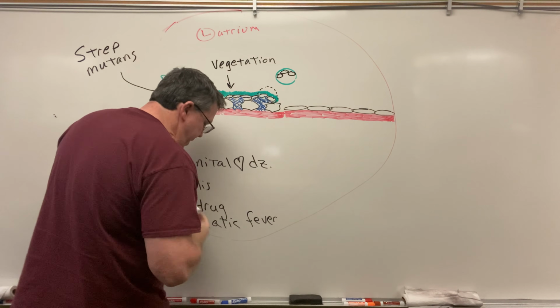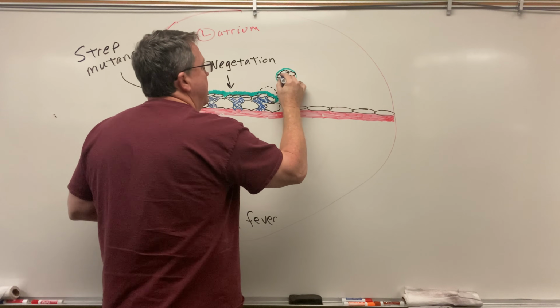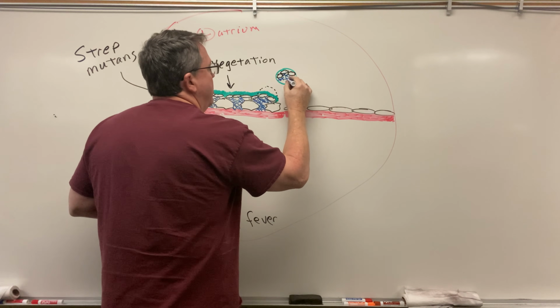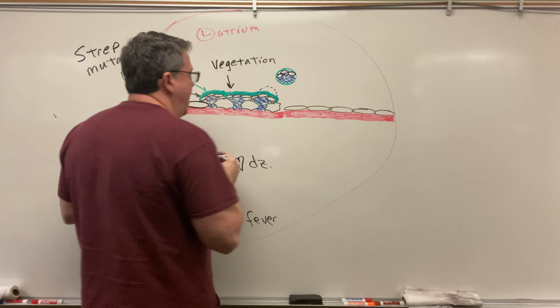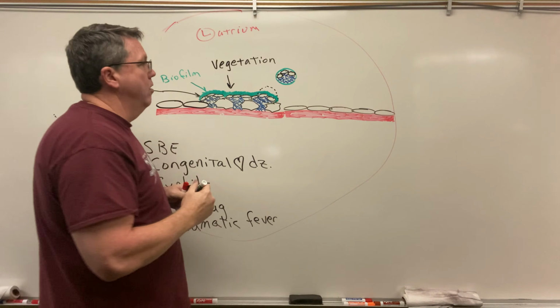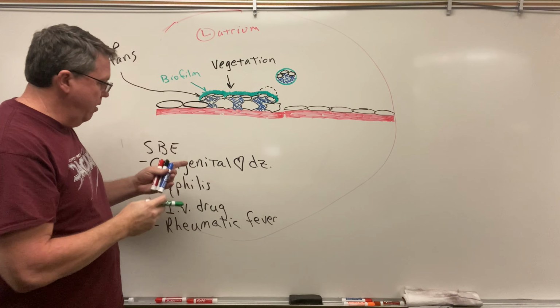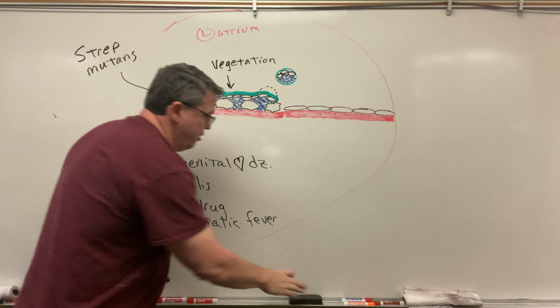And what can happen is this can go to another part of the body. Normally it's going to end up at the kidney. And what happens is, once it's there, it gets lodged in the kidney or whatever organ it is. And then when that occurs, basically it's going to lead to death. So in subacute bacterial endocarditis, there's no heart damage. In fact, let's write this down real fast.